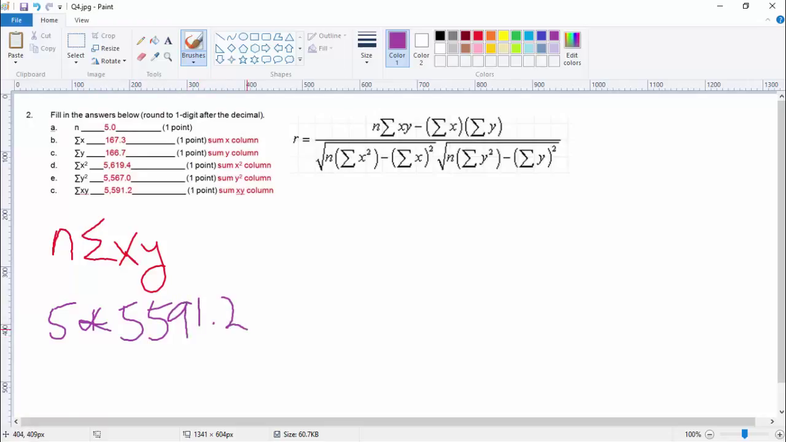So that would be your first term. Okay, I'll put that there. So going back to the formula, we're still looking at the numerator, and the next thing it says is, I'm just rewriting this, sum of x times the sum of y.